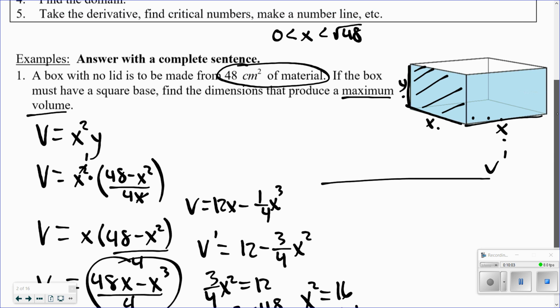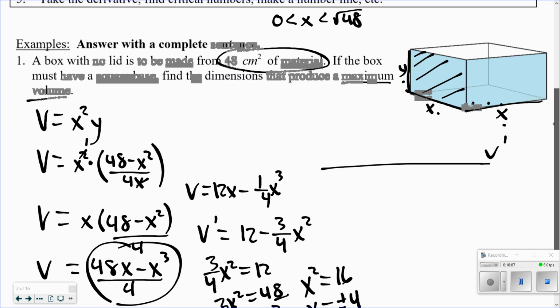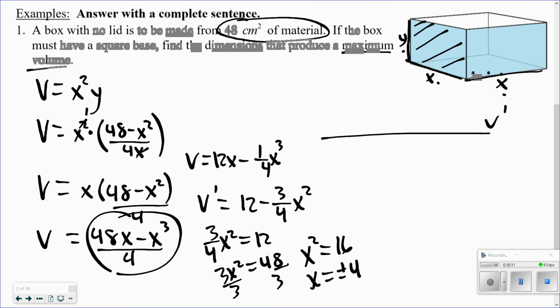The domain I said: x has to be between 0 and the square root of 48. That means -4 doesn't fit in my domain. So I'm going from 0 and ending at the square root of 48, and my only possible critical number is 4. Now we're going to test it just like we normally do. So pick a number on either side.